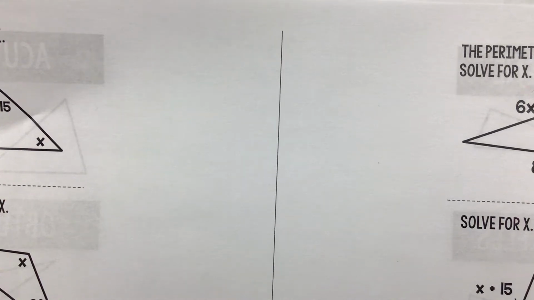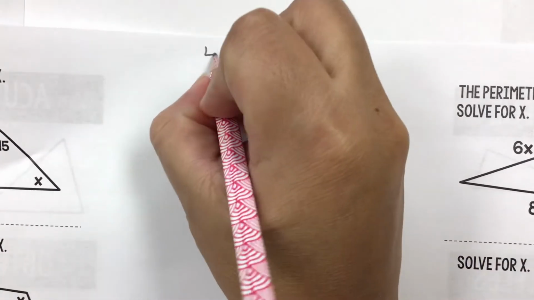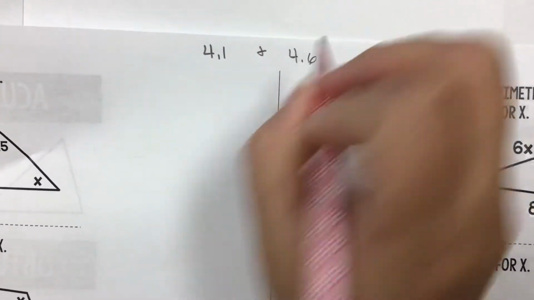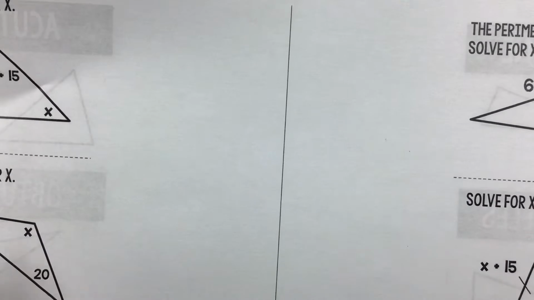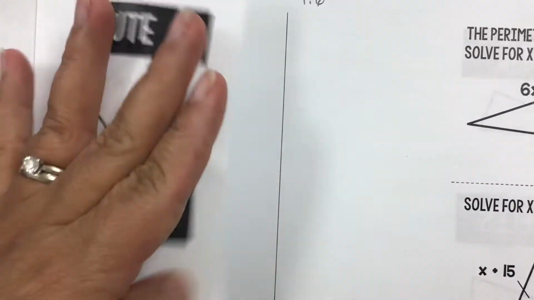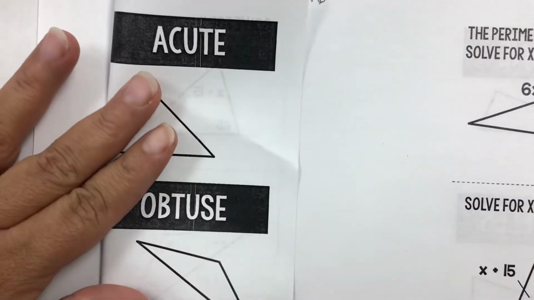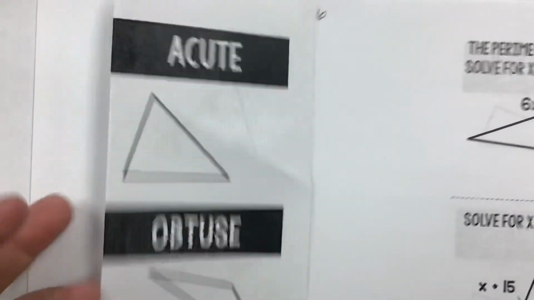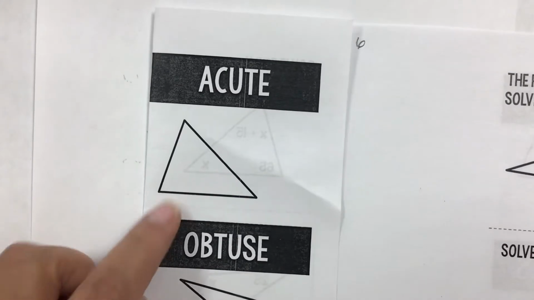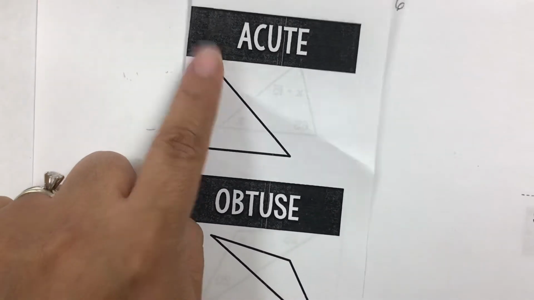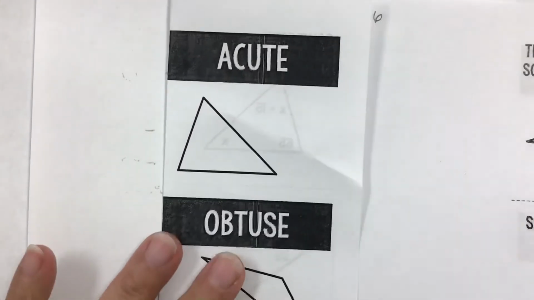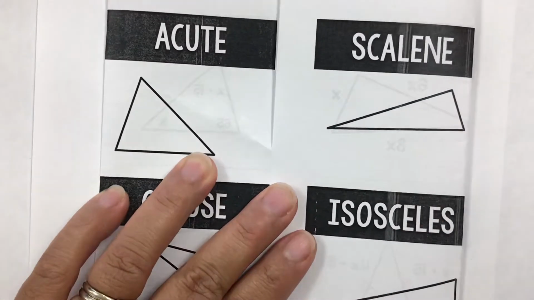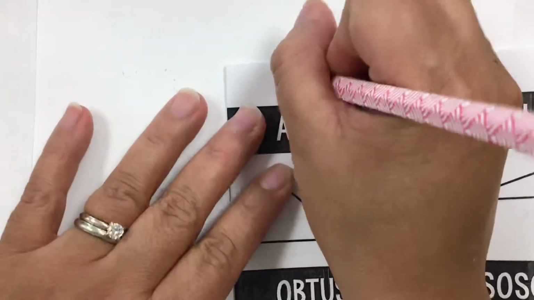Okay, this is the foldable for section 4.1 and 4.6. We're going to start from here and fold it inward towards the line. What we're doing here is classifying triangles by angles, and then on this side, we're classifying by sides. So this one's by angles.